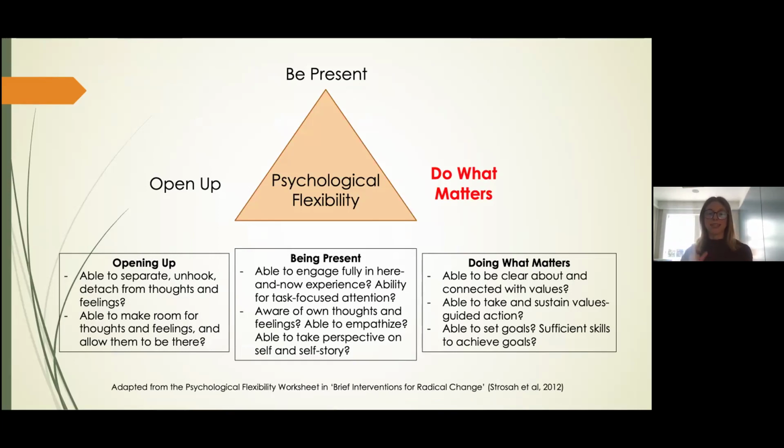Is our client able to be clear and connected with their values? Are they able to take and sustain values-guided action? And are they able to set goals and have sufficient skills to achieve those goals? So those are some of the things that we're thinking about. I'm going to break these apart a little bit and talk about values separately, and then talk about committed action separately. And knowing that, again, these are very complementary, they're very integrated, and I think you'll see that as we do some practice with each of them.